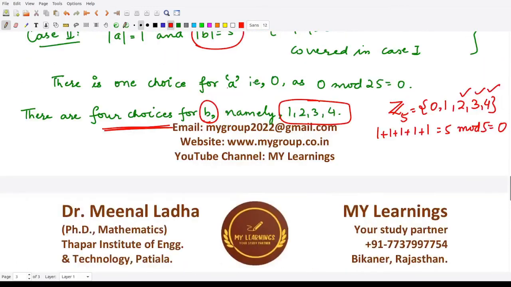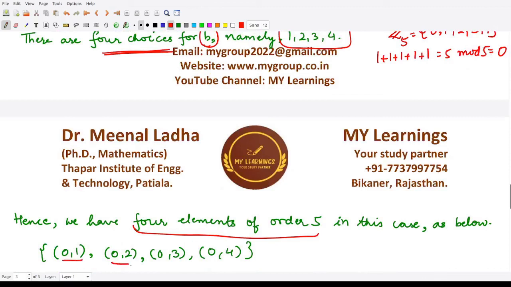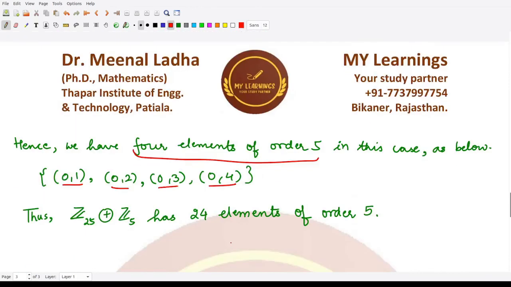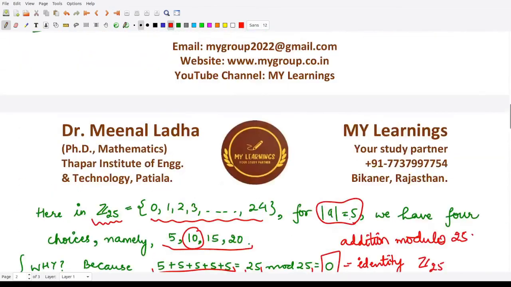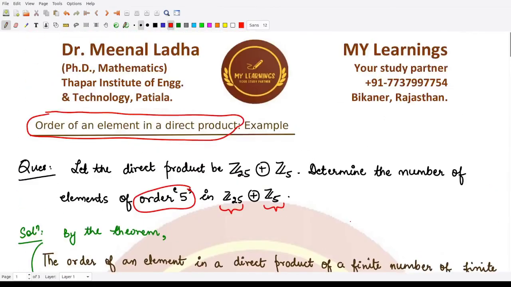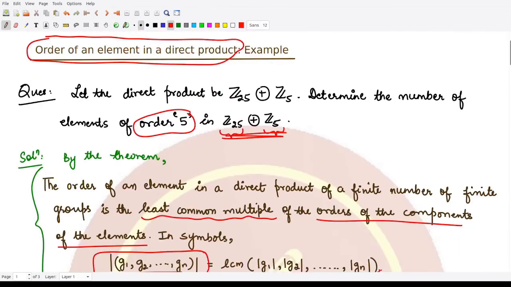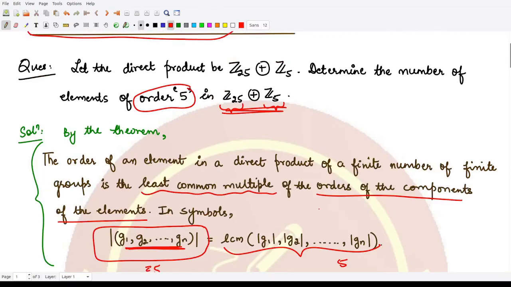Why? Because we have just one element 0 here for A and 4 elements for B. 0 would go with 1, 0 would go with 2, it would go with 3 and it would go with 4. So that means we would have (0, 1), (0, 2), (0, 3) and (0, 4) as the elements which are having order 5 in this case. Hence, in this direct product, we have in total 24 elements which would have order 5. And hence, we are able to calculate the number of elements having order 5 in this direct product by making use of the result that we have studied in the previous video.